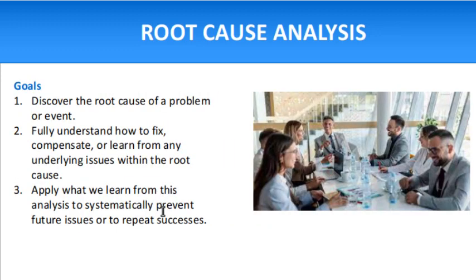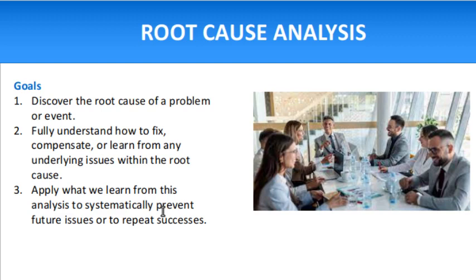The goals which we will try to achieve from the root cause analysis: the first one is to discover the root cause of a problem or event. This is the first goal. Why? Because if you know the root cause, you can avoid it in future as well. You can solve the problem permanently. Then, how to fix the problem?